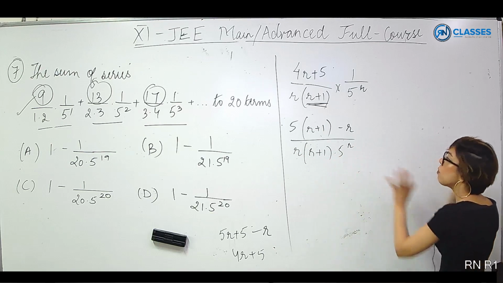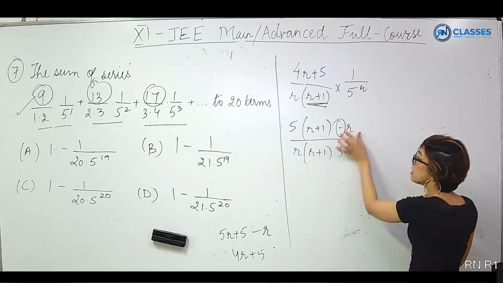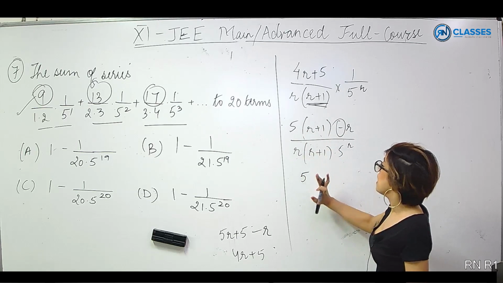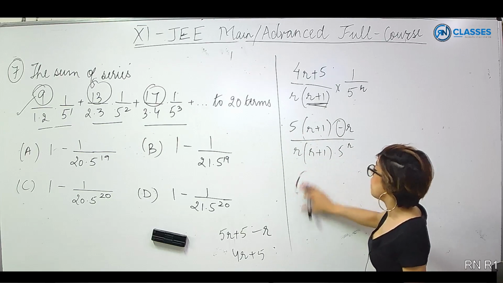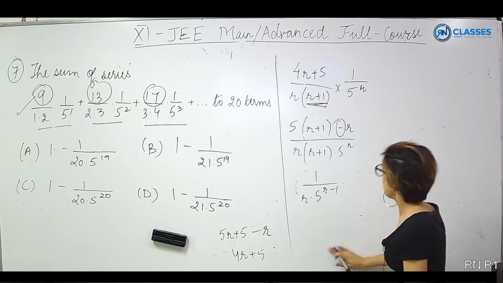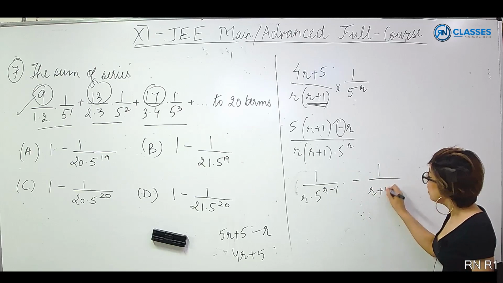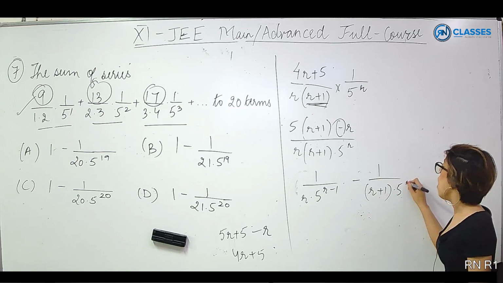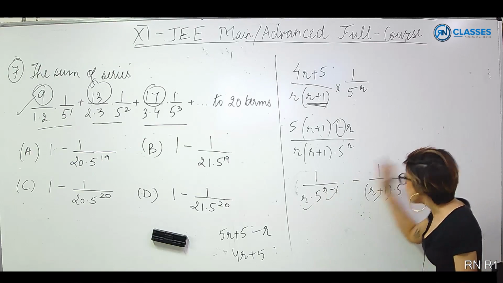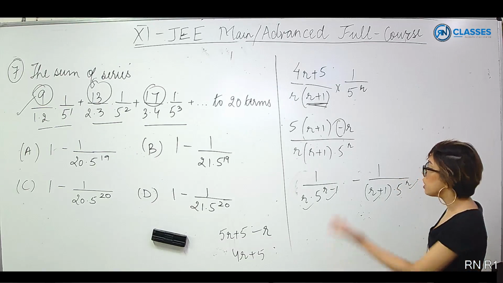Now let me separate it out because of the minus. So this divided by this, minus this divided by this. So 5, now R plus 1 cancels. In fact, the 5 will also cancel. So I will get 1 by R into 5 raised to R minus 1, minus, now R will get cancelled, 1 by R plus 1 into 5 raised to R. Look, R plus 1 and R are consecutive. Telescopic sum is ready.